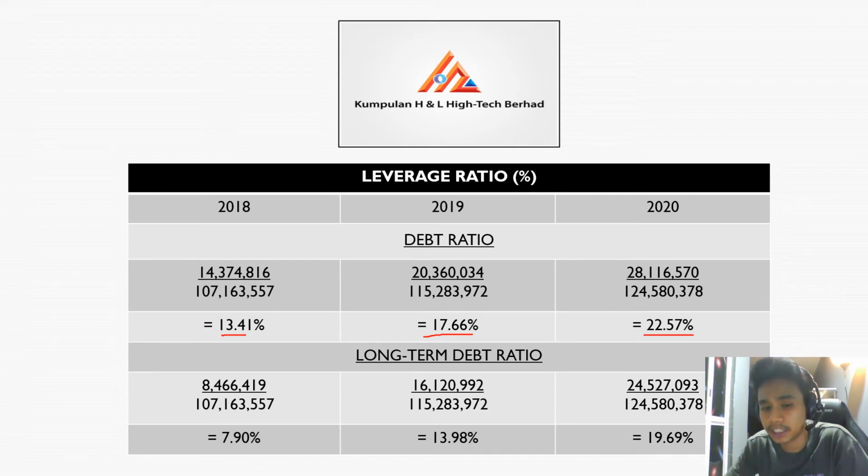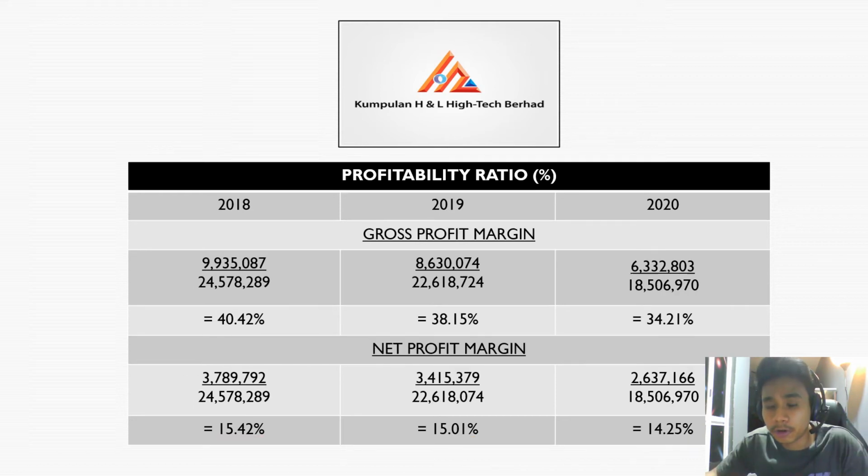For the long-term debt ratio, it shows that Kumpulan H&L High-Tech Berhad has progressively depended on debt to meet its financial position, as the long-term debt ratio has been increasing from 2018 to 2020. For the profitability ratio, profit margin shows that it is decreasing from 2018 to 2020. The declining gross profit margin is a significant problem for Kumpulan H&L High-Tech Berhad to generate profit.